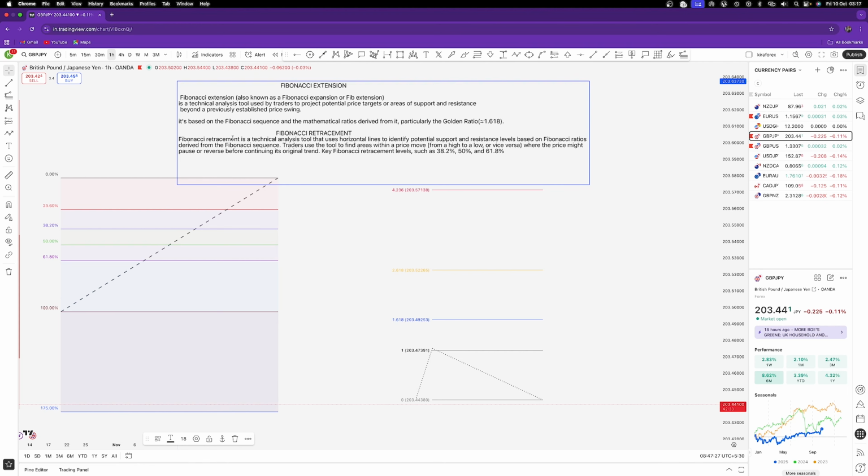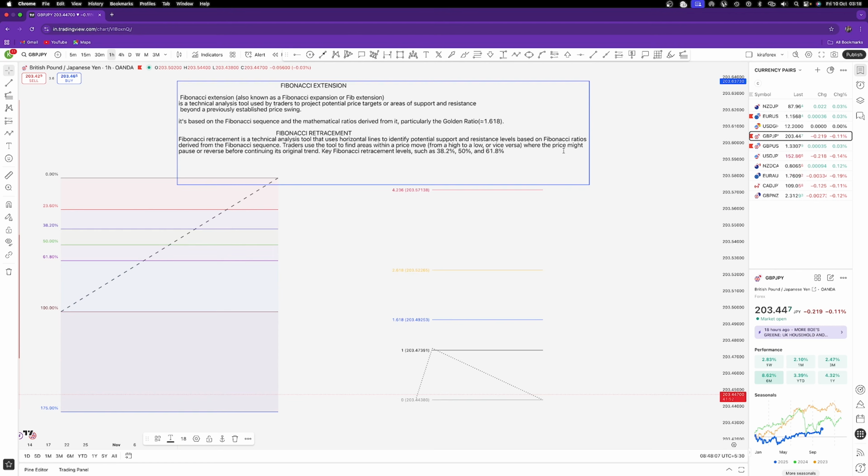Then we also have the Fibonacci retracement, which is a technical analysis tool that uses horizontal lines to identify potential support and resistance levels based on Fibonacci ratios derived from the Fibonacci sequence. Traders use the tool to find areas within a price move from a high to a low or vice versa, where the price might pause or reverse before continuing its original trend. Key Fibonacci retracement levels such as 38.2%, 50% and 61.8% are what we usually use.